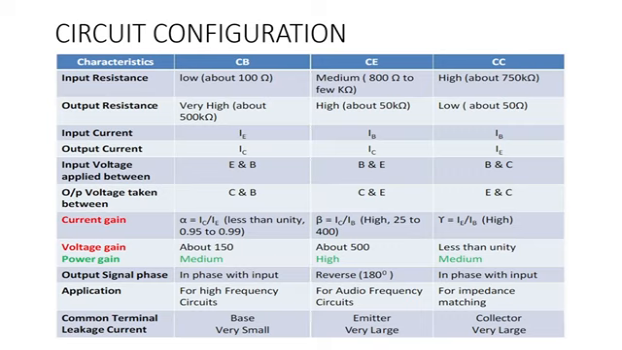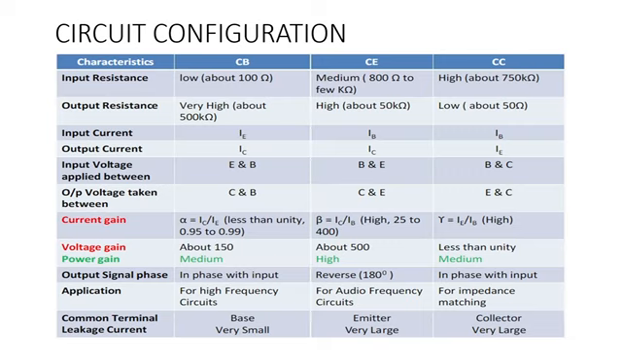The input current for CB configuration is represented as IE, and in the case of CE it is going to be IB, whereas in CC it is going to be IB. Output current has been calibrated as IC for CB configuration, and for CE it is going to be IC, whereas CC configuration is going to be IE.